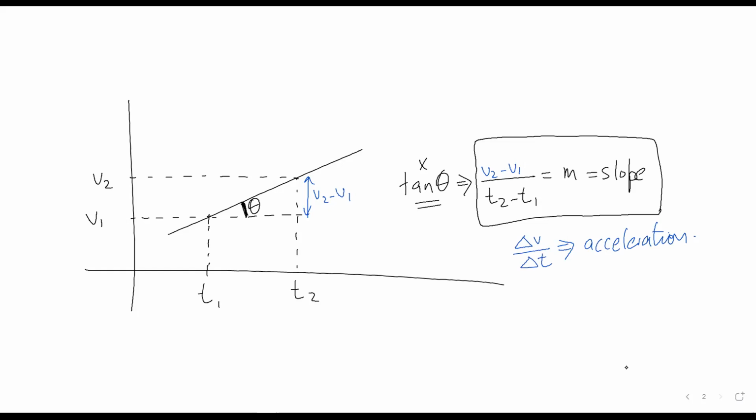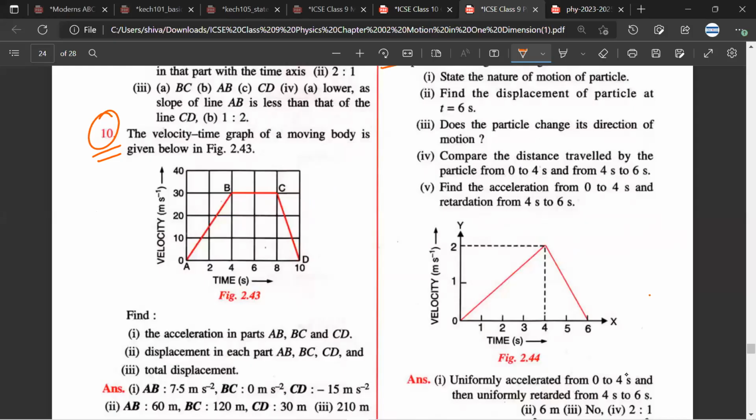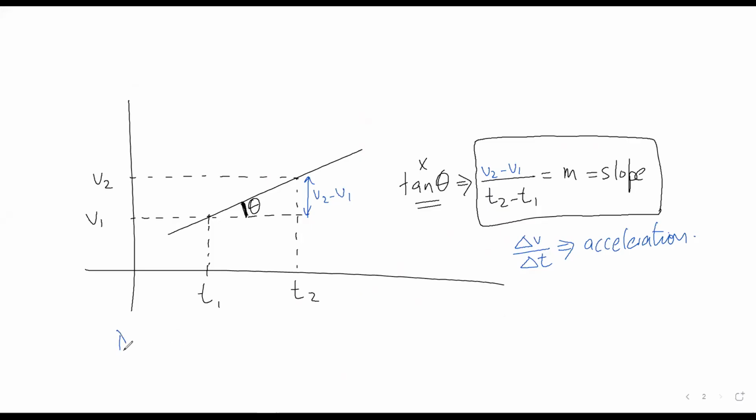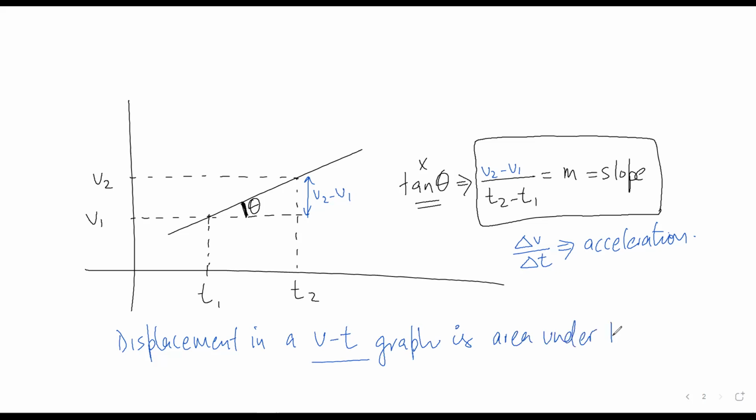In the first part, they are asking us the acceleration. In the second part, they are asking us the displacement. So let us discuss the displacement also. See, displacement in a velocity time graph is the area under the line. Have you understood? Okay, sir.